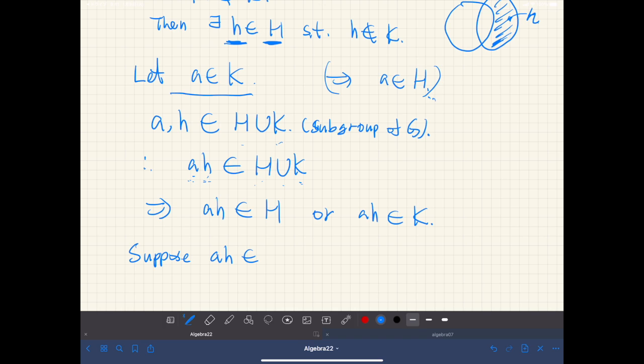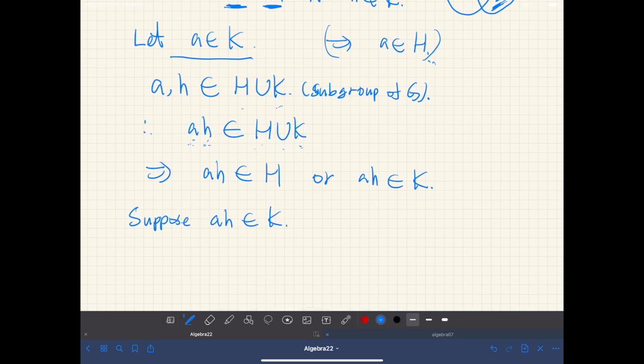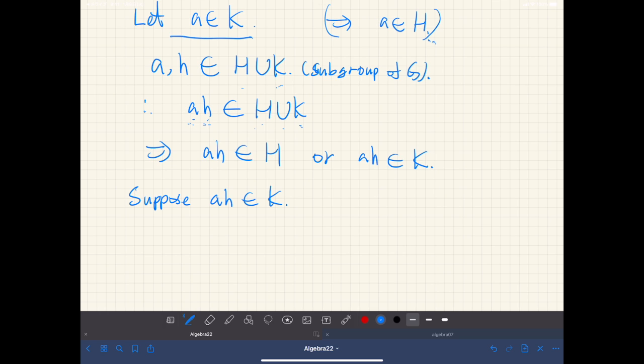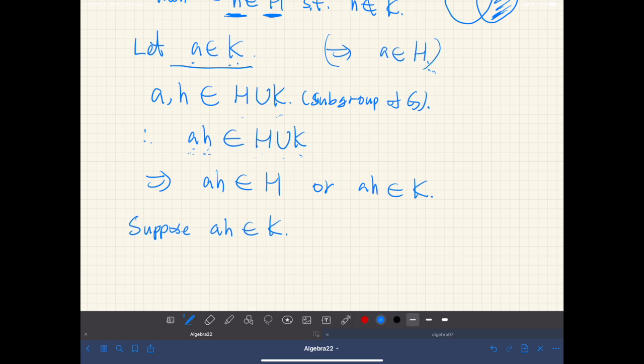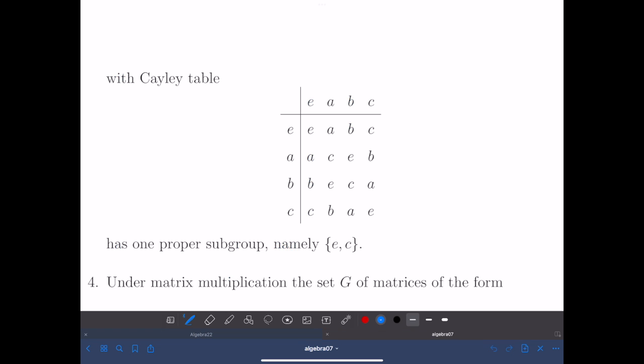If ah belongs to K, then what happens? We are assuming a is an element of K and K is a subgroup. Therefore, a inverse is also an element of K. Remember the subgroup criterion: if a is an element of the subgroup, then a inverse is also an element of the subgroup.